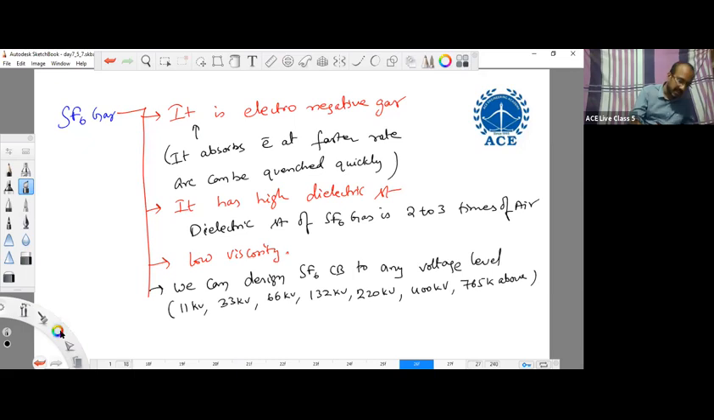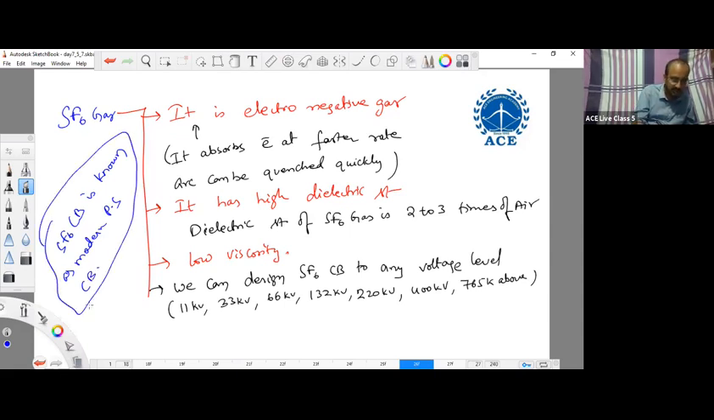That's why the SF6 circuit breaker is known as the modern power system circuit breaker. Why is it known as that? Because it can be designed to operate at any operating voltage level. I think you have got the idea about this.